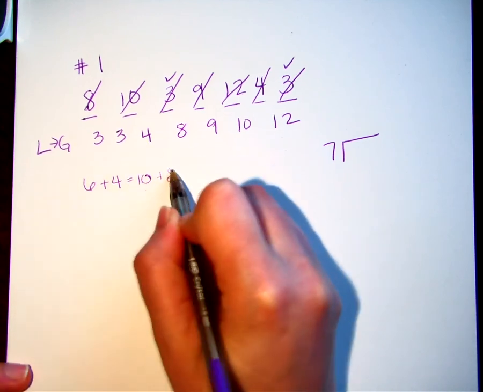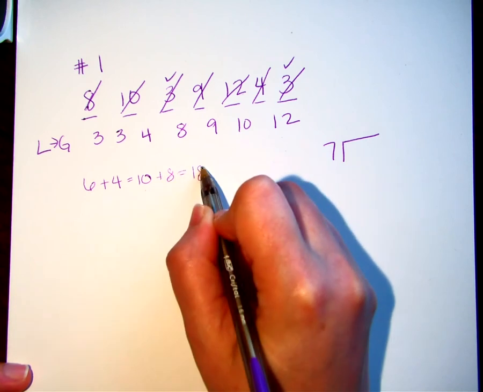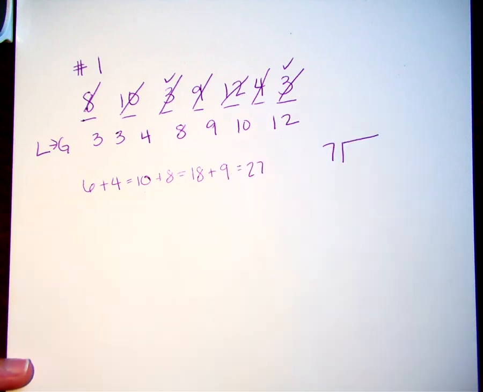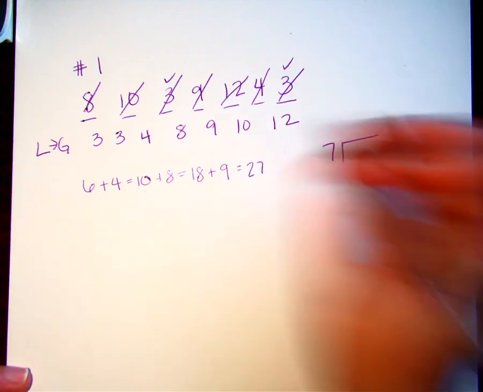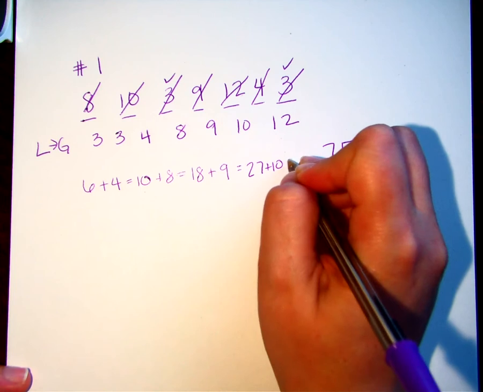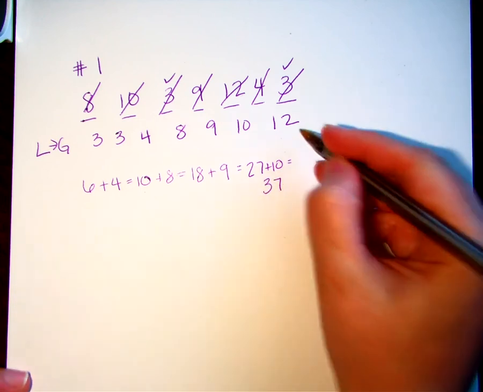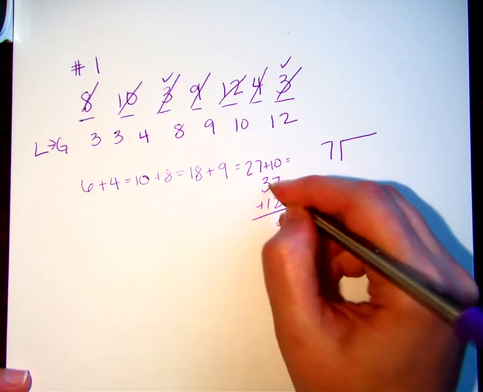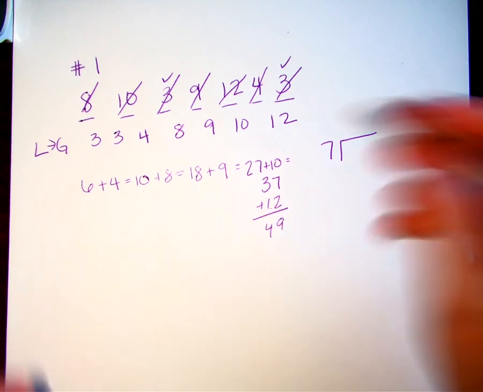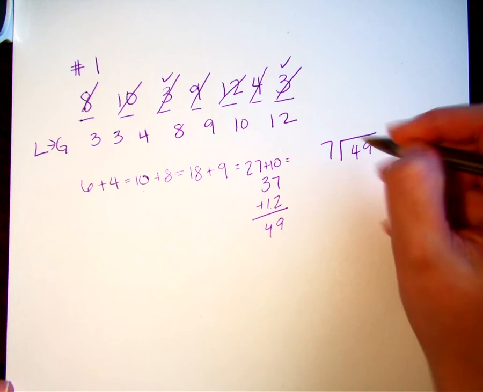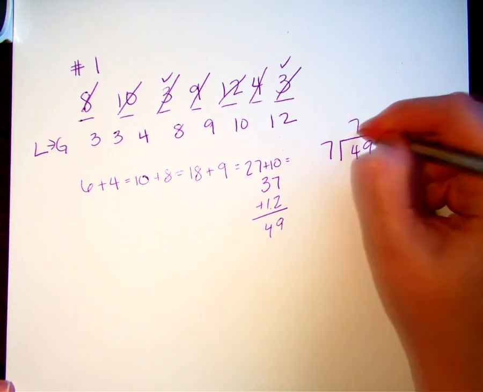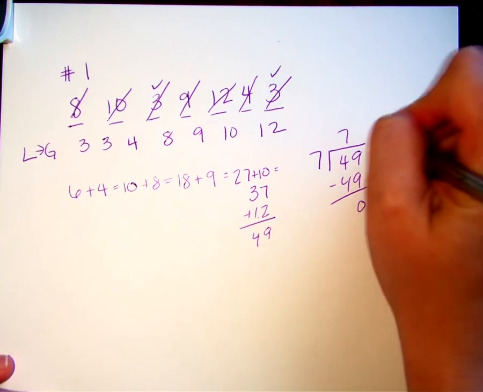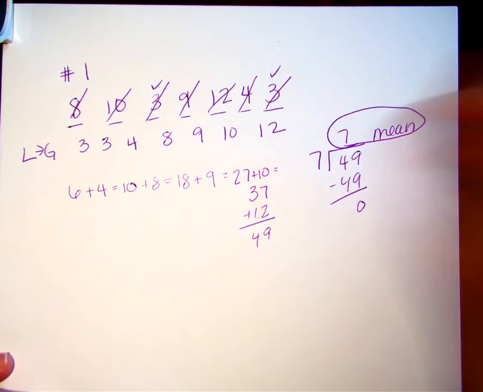10 plus 8 would give me 18. 18 plus 9 would be 27. And then 27 plus 10 would be 37. And then you add in your 12, so I'm going to add 12 to that. 7 plus 2 is 9, 3 plus 1 is 4. So that's the sum. I'm going to take 49 and divide it by 7. And my mean, my average, would be 7. My average of the data is 7.